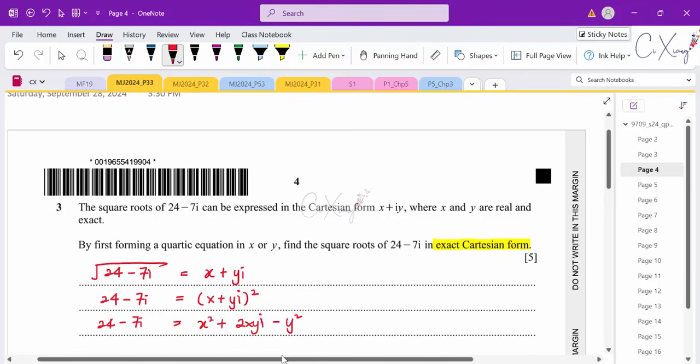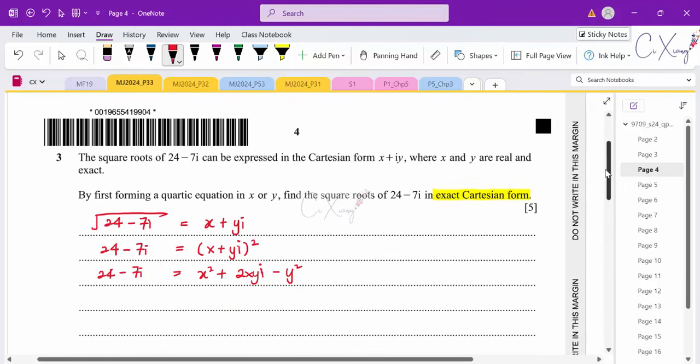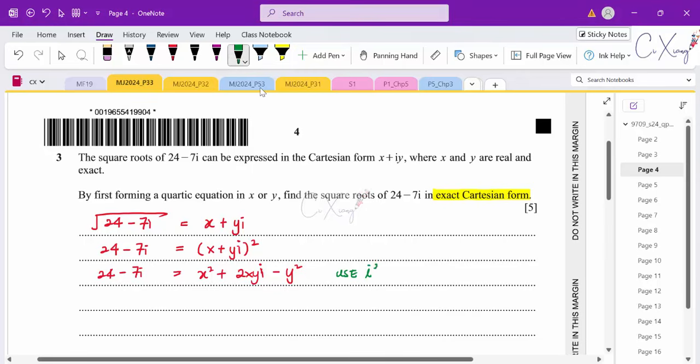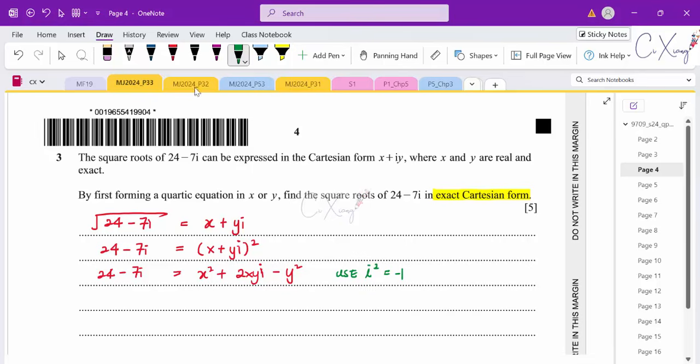Okay, so I'm having negative y squared here. It is because when you square the yi, you are having y squared i squared, and the i squared is basically negative 1. Therefore, when you are having i squared equals negative 1, multiplied into the positive y squared, it becomes negative y squared.